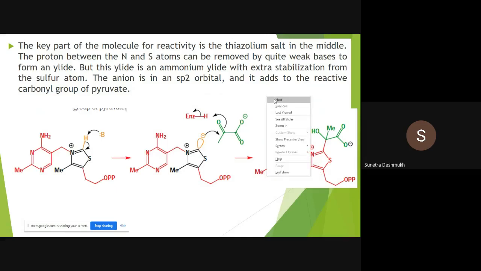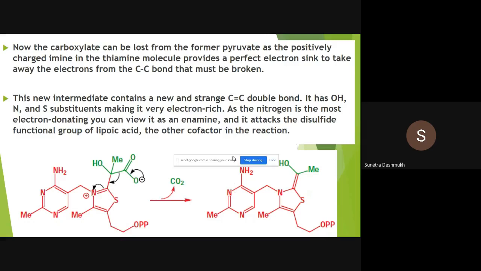Let's see what is happening with this new intermediate. Now the carboxylate can be lost from the pyruvate. The carboxylate will be lost from here, giving a positively charged iminium. In the thiamine molecule, this provides a perfect electron sink to take away the electrons from the carbon-carbon bond that must be broken. So here, elimination of the CO2 molecule generates a carbon-carbon double bond.